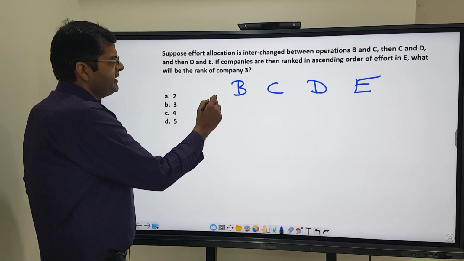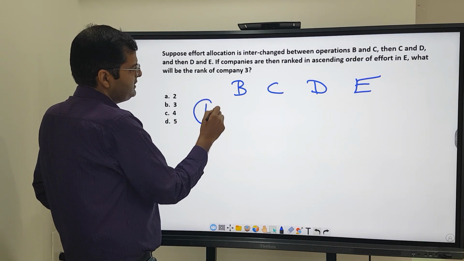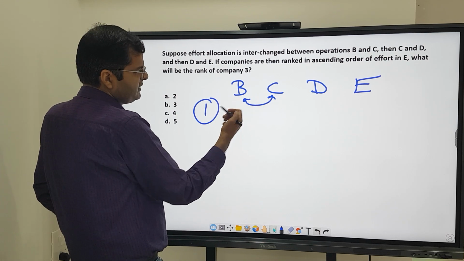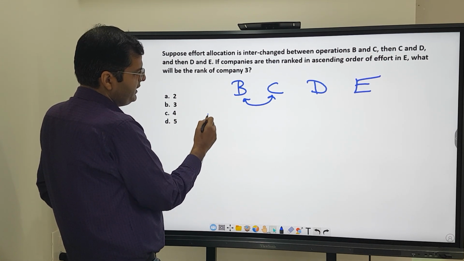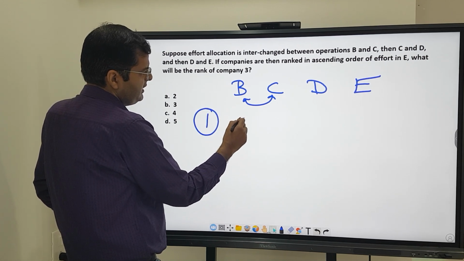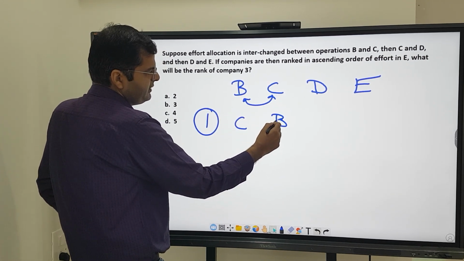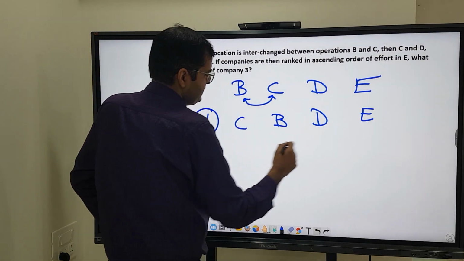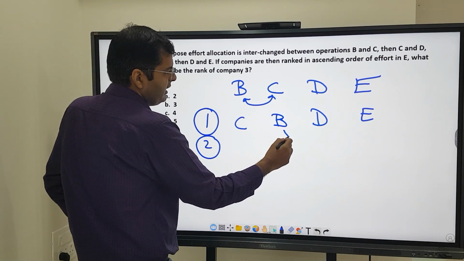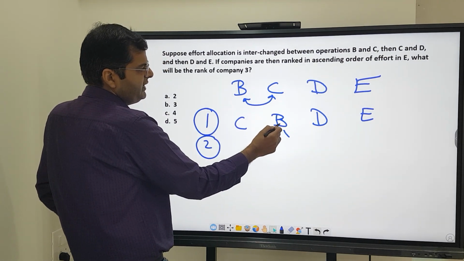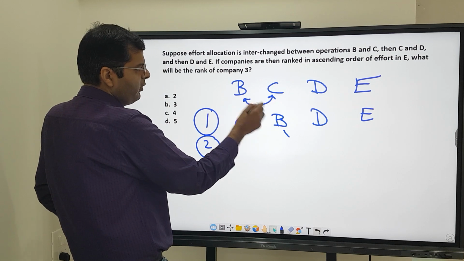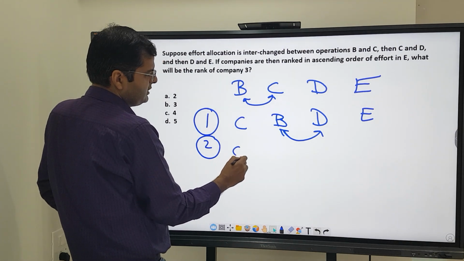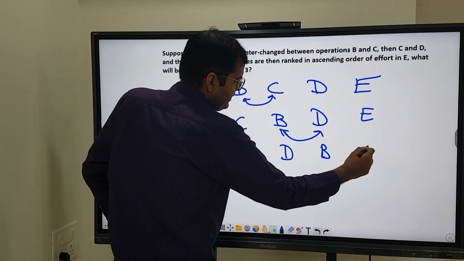So first the interchange happens between B and C. When the interchange happens between B and C, the C comes over here and the B goes over there. So after the first interchange, this becomes C and this becomes B. So B is the new C now. Then there is D and then there is E. Then after the second interchange, C and D are interchanged, so old B is the new C now. So now the situation becomes C, D, B and E.